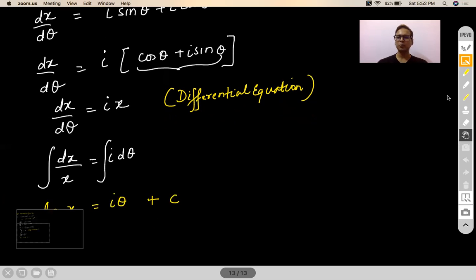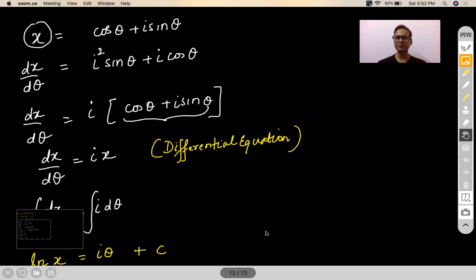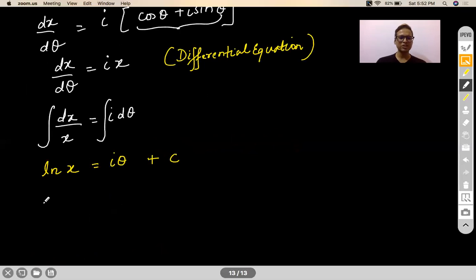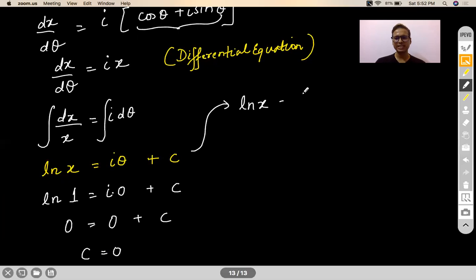Okay. Now, in order to find this c, what he did was he said that your x value when theta is 0 is actually 1. So he put theta as 0 here, and he realized that when he put theta as 0, x becomes 1. So he knew a particular value of x when theta was 0. So here also, when you put theta as 0 and x as 1, this condition must be satisfied. So he realized that his c value comes out to be 0. In other words, this expression is as good as ln x equal to i theta.